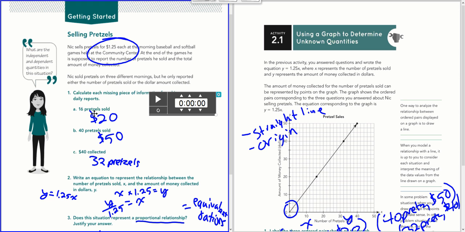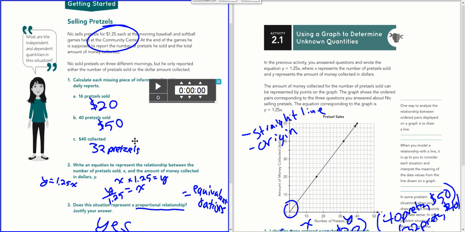So if 16 pretzels were sold, how much money would he make? Okay, we got $20. If 40 pretzels were sold, he'd make $50. And if he made $40, he would have collected or sold 32 pretzels. All right. So on number 2, we're supposed to write an equation. And these two equations work really well.